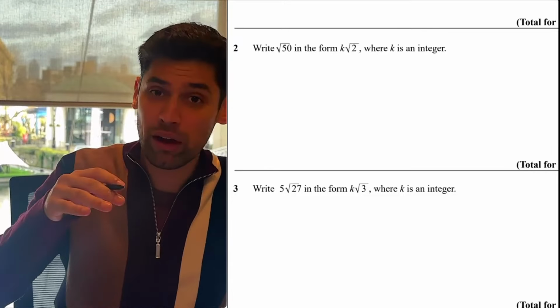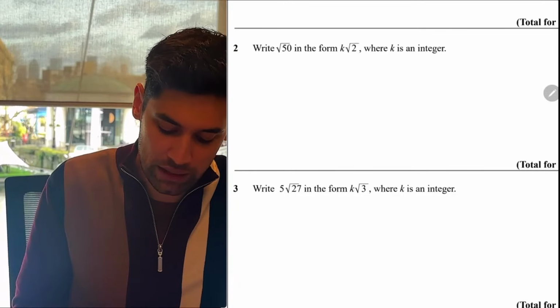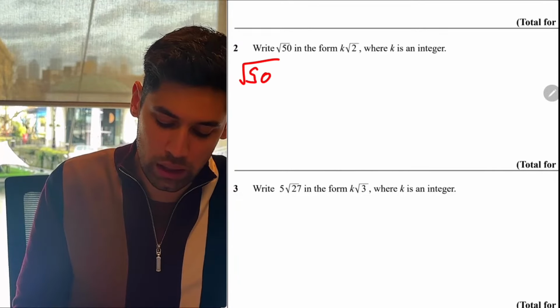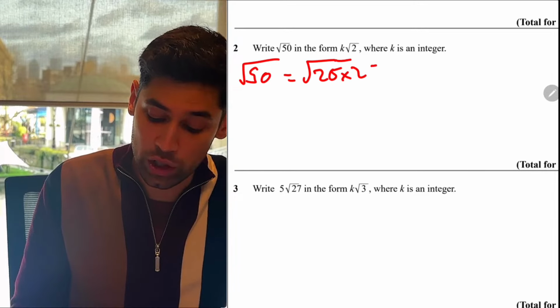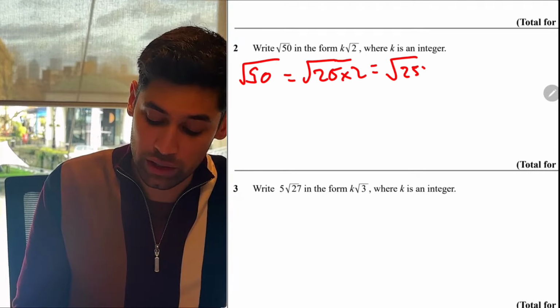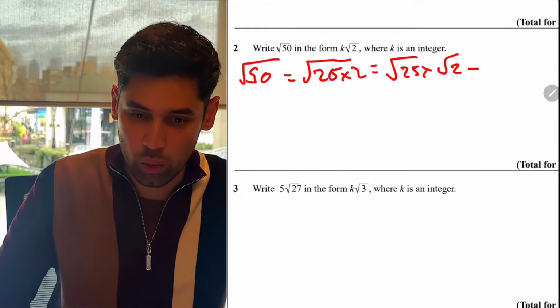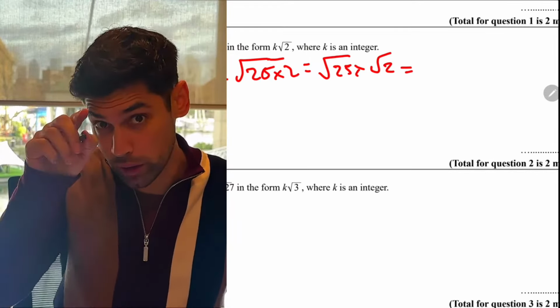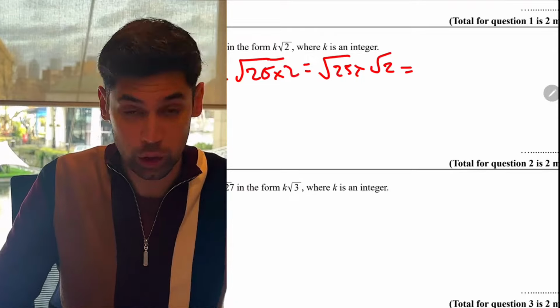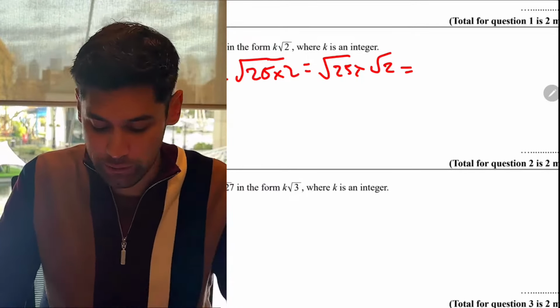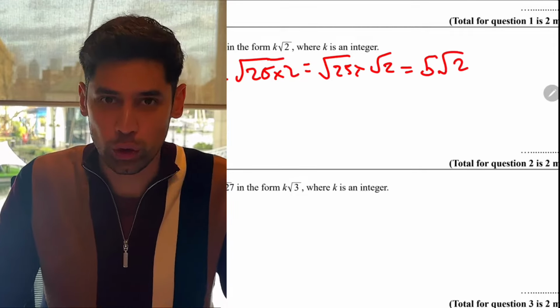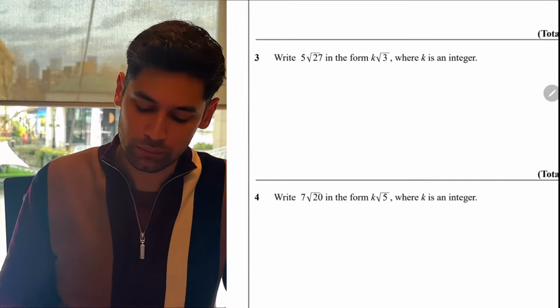So 25 goes into 50 two times, so we're going to write this as root 50 equals root 25 times 2, which is root 25 times root 2. And root 25 goes to 5, not root 5, this is a mistake a lot of people make all the time. Root 25 is 5, so the answer is 5 root 2. That's the answer, simple as that.